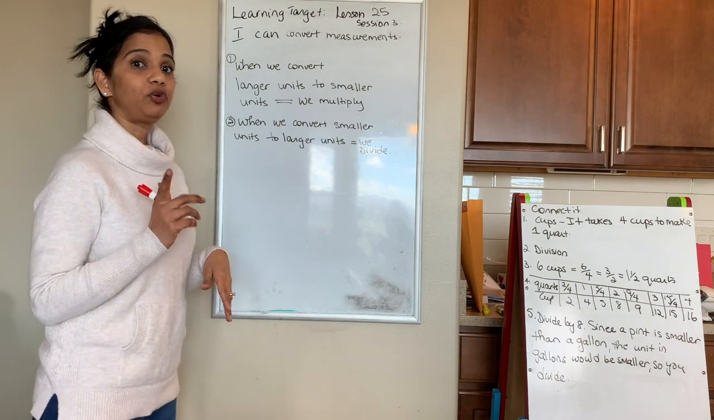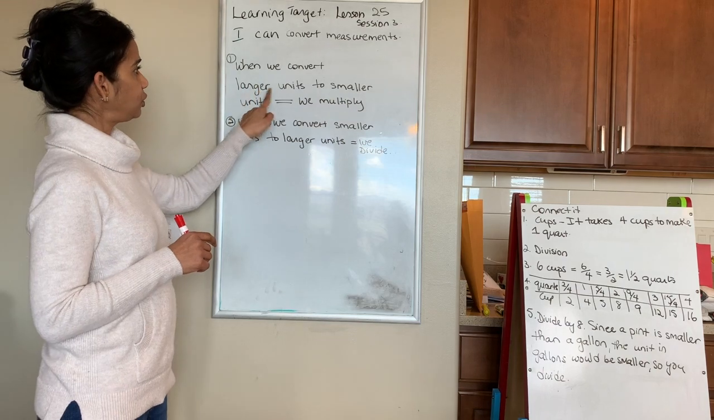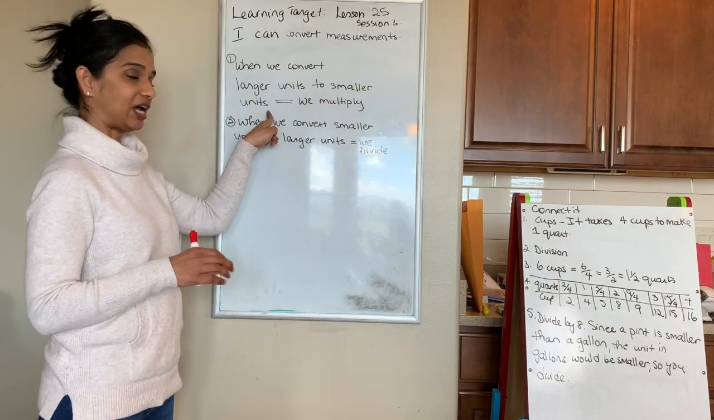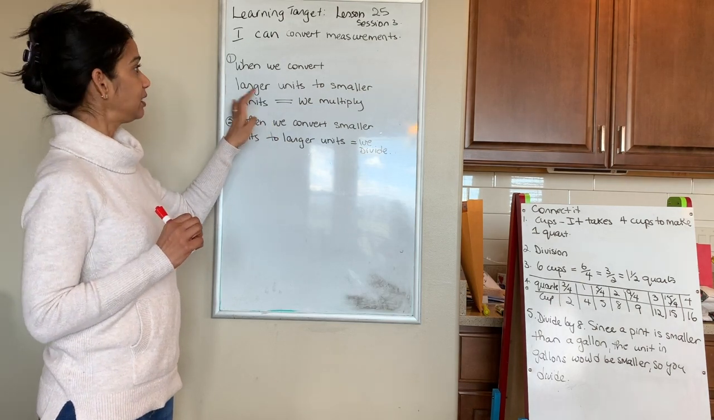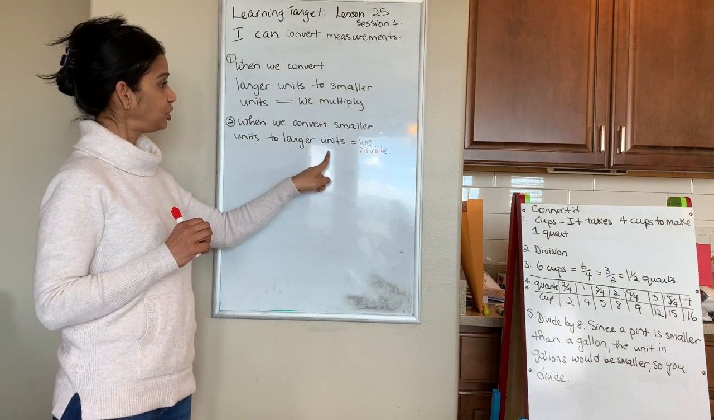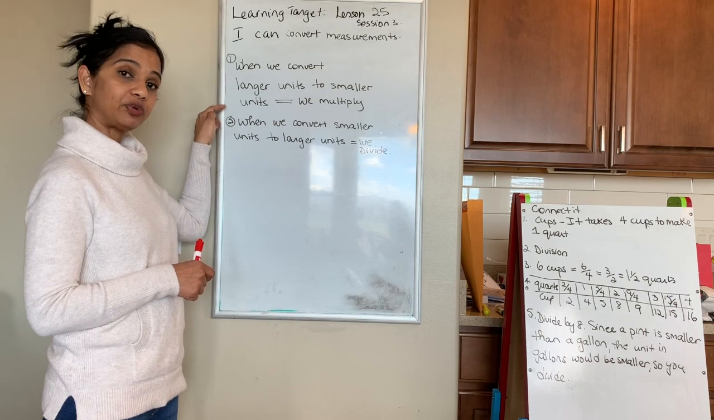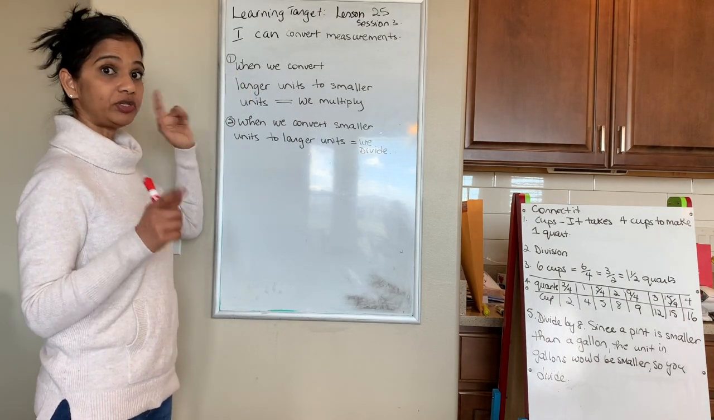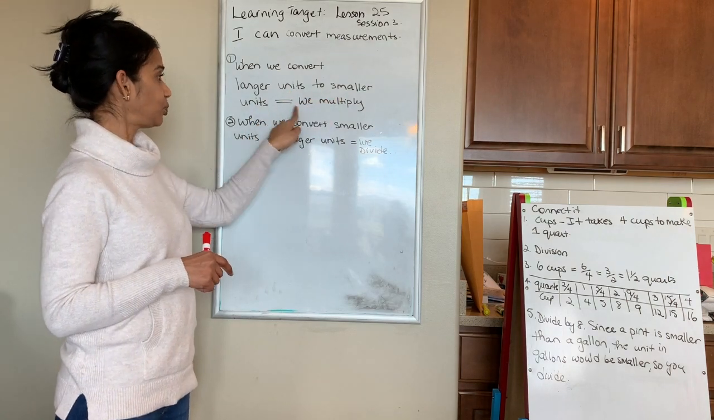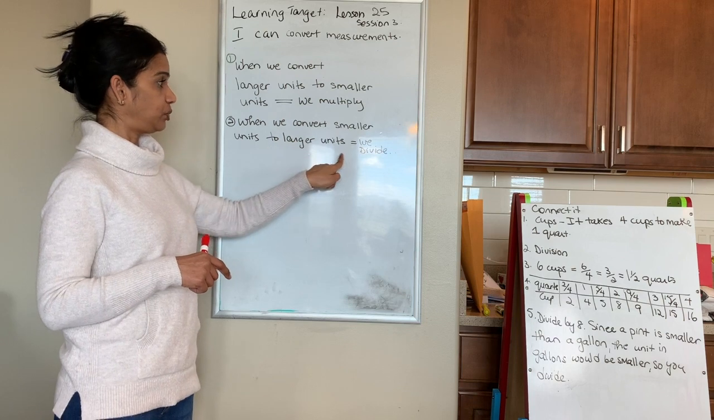Two things that are really important for us today that I want you to realize. One, when we convert larger units to smaller units, we multiply, because these smaller units would have a bigger number for the equivalent in the larger unit. When we convert smaller units to larger units, we divide. Pay attention to this. Remember it, okay? You can read it with me. When we convert larger units to smaller units, we multiply. When we convert smaller units to larger units, we divide.